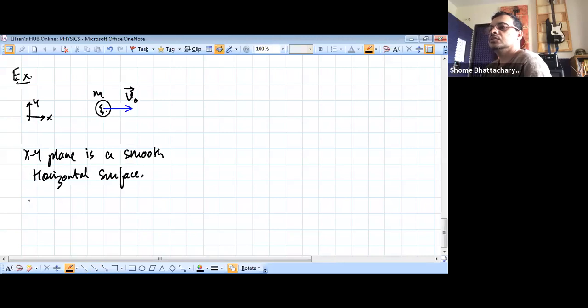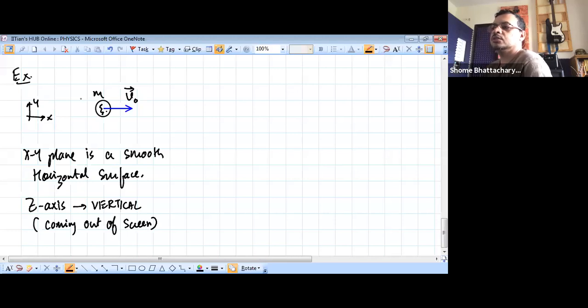Okay. So z axis is the vertical, which is coming out of the plane. The axis which is coming out towards you, that is the vertical axis. Okay, so this is the initial thing. Now suppose in the path of the body there is another coin now, which is like this.